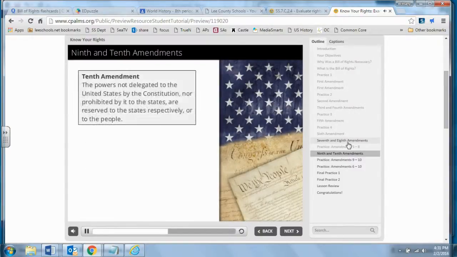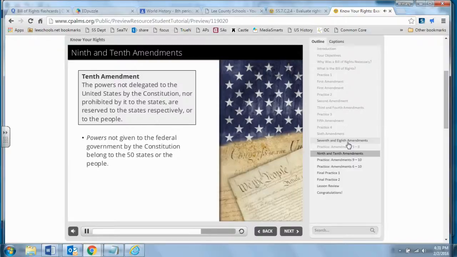The 10th Amendment refers more to government powers than the people's rights. It says that the powers not delegated to the United States by the Constitution, nor prohibited by it to the states, are reserved to the states respectively or to the people. This means that unless the Constitution gives a power specifically to the federal government, it belongs to the 50 states or to the people of those states. These are called reserved powers.